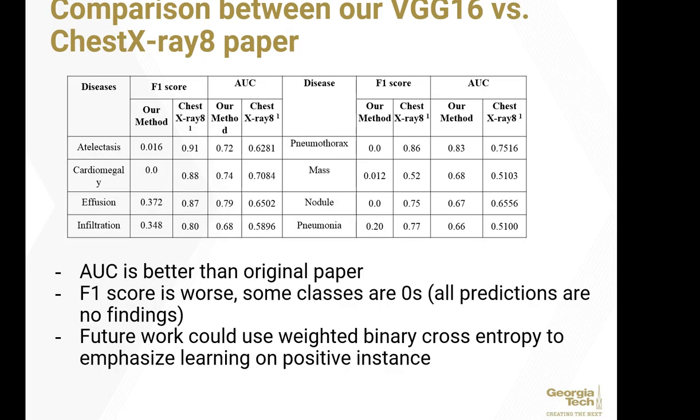Here we compare the result of our modified VGG16 model with the original paper. Looking at the table result, our AUC is better than the original paper. However, it doesn't tell the whole story as our F1 score is significantly worse. Some classes have an F1 score of 0. This implies that its predictions are all no finding. The original paper uses a weighted cross entropy loss function to emphasize learning on positive instances, which we can include in future work.